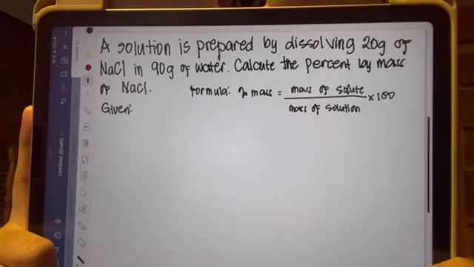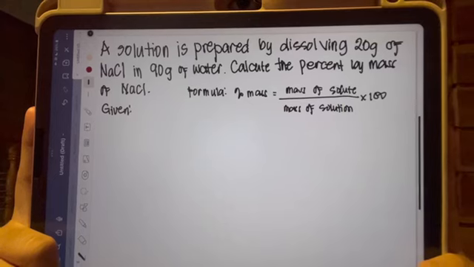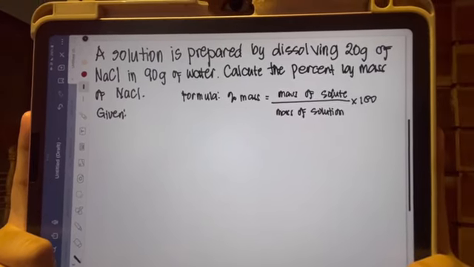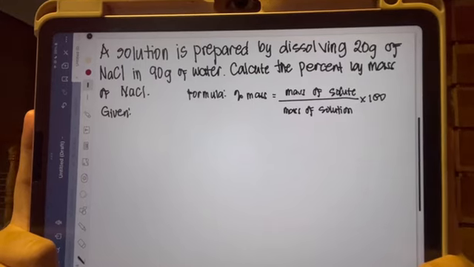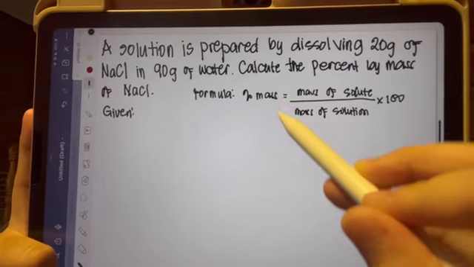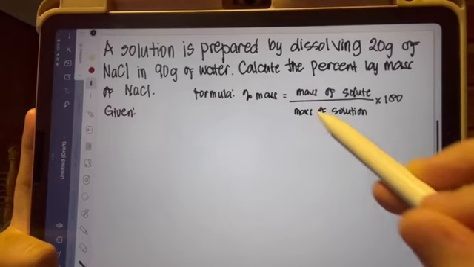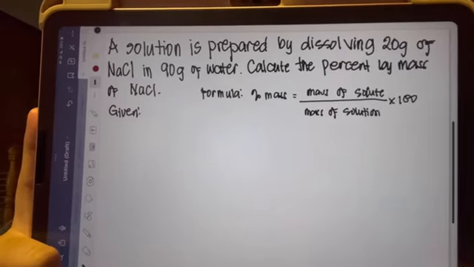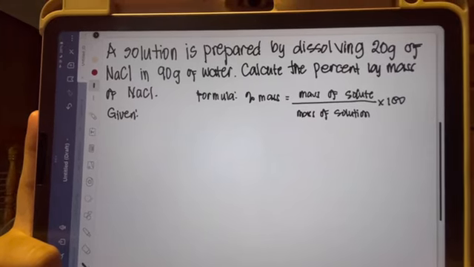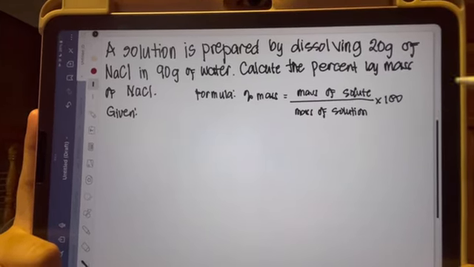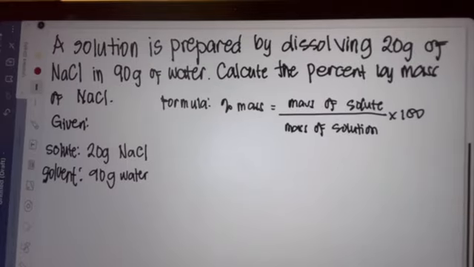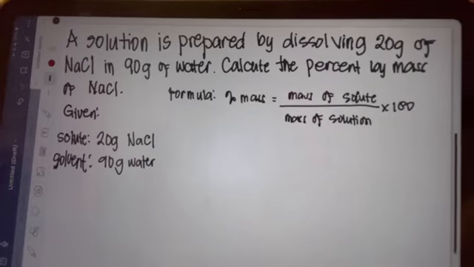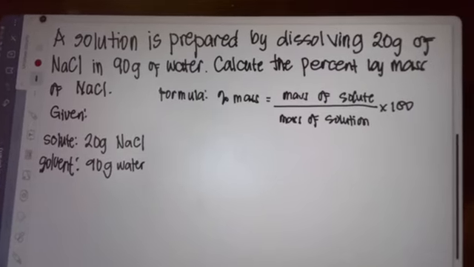A solution is prepared by dissolving 20 grams of NaCl in 90 grams of water. Calculate the percent by mass. So we have here the formula. Percent by mass is equal to mass of solute over mass of solution times 100. When we start solving, we should first identify what is the solute and what is the solution. In this example, the given are solute 20 grams of NaCl and solvent 90 grams of water.